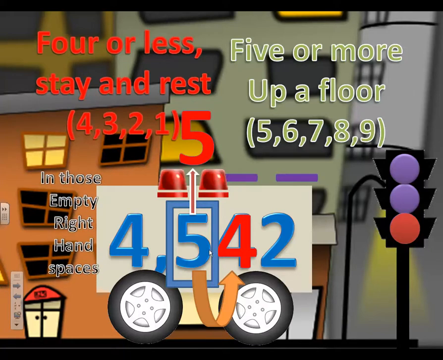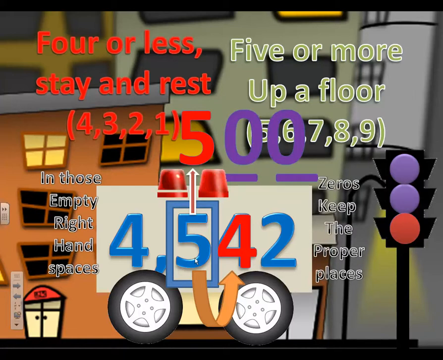Now, in those empty right-hand spaces, that means the two spaces to the right of the number we marked in the hundreds place, zeros keep the proper places. So that means we put a 0 in each of those placeholders. Everything to the left of the number stays the same. So the number will round down to 4,500.